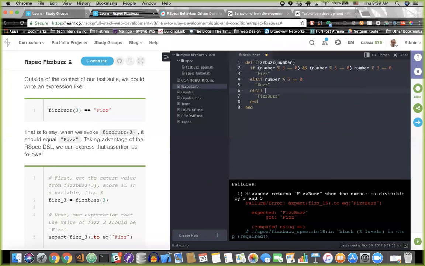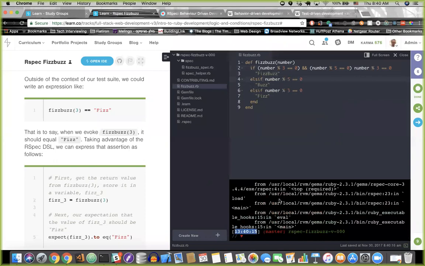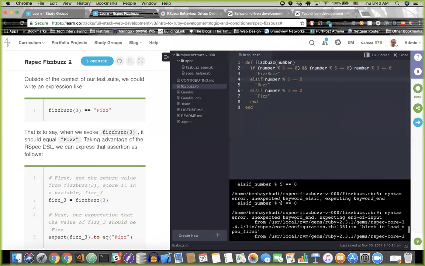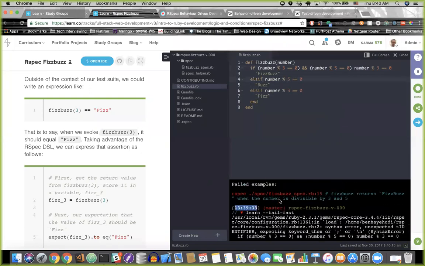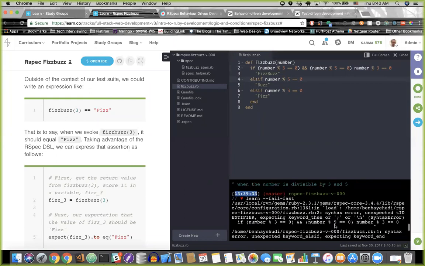That's exactly right. You have it exactly right. I did the same thing in this lab. I was like, why isn't that working? So we have a syntax error. Expect a keyword then or, and the number 3. Oh, because I kept that up there. That's why.